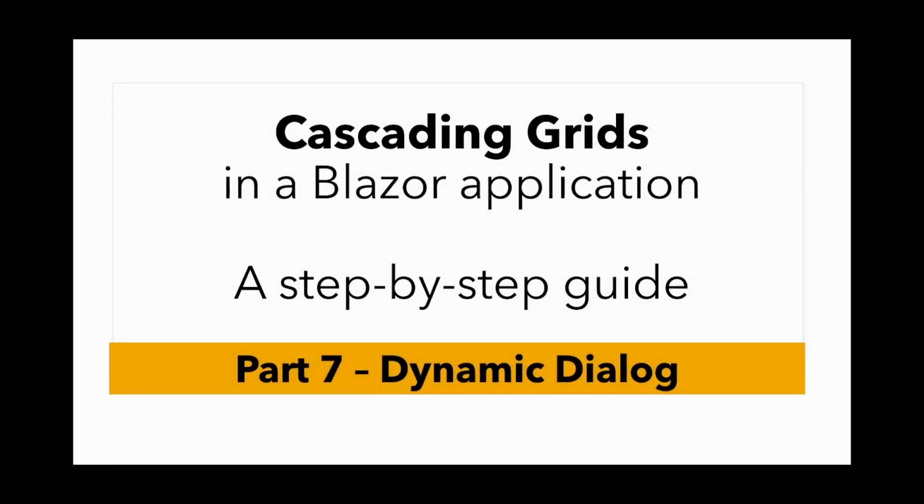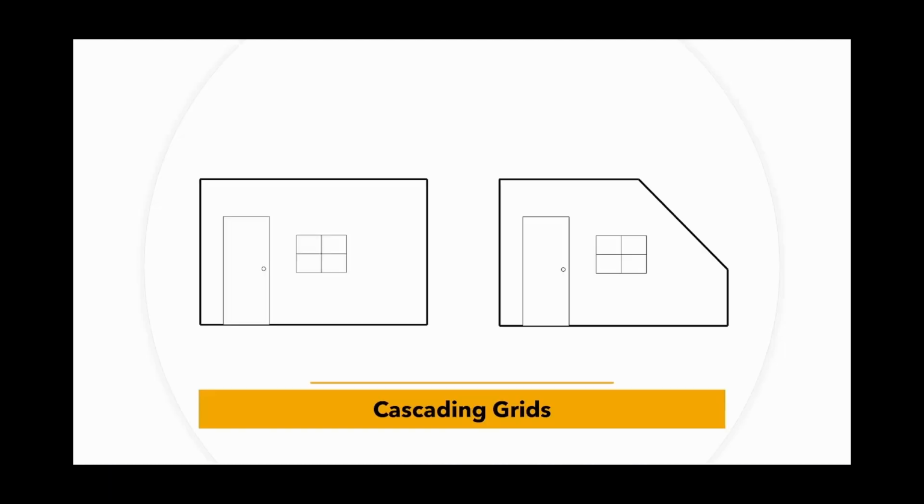Welcome to part 7 in this series of videos where I create a form using cascading grids. In this video, we'll look at something I'm describing as dynamic dialog. I've called the application Wall Area Calculator, but so far we've done precious little calculating. This is where the groundwork for the calculations starts.